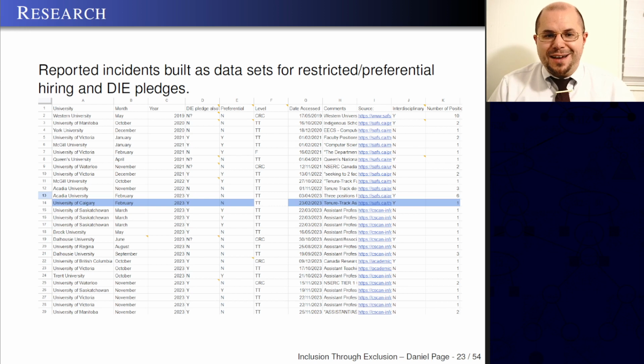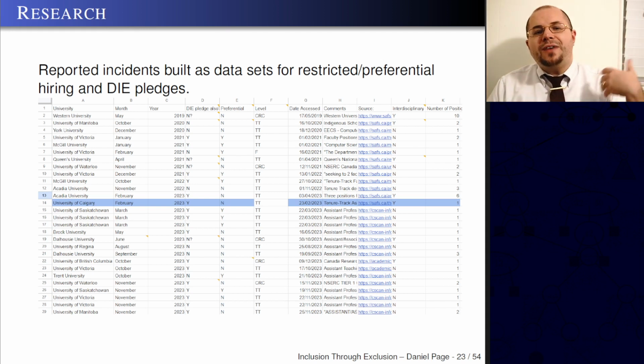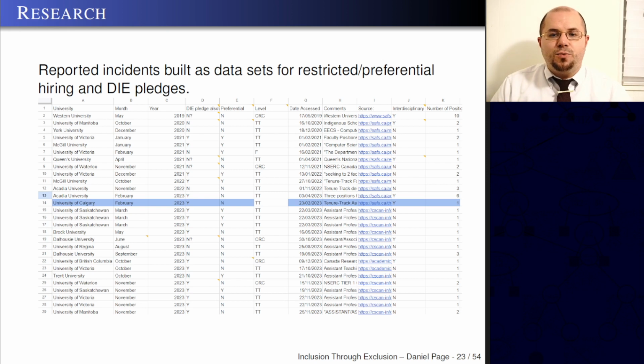So here's an example of what one of our data sets might look like. I have different columns for the university, the month, the year, whether a DEI pledge was associated with it, if it's preferential or restricted, the level it is at, the date it was accessed, comments or descriptions of the positions, a source, and of course the number of positions. I must stress that some of these ads don't necessarily have the original job ad there anymore. That's why I'm introducing additional ways to archive these things. But the note of having a permalink indicates that there was a job ad there before.